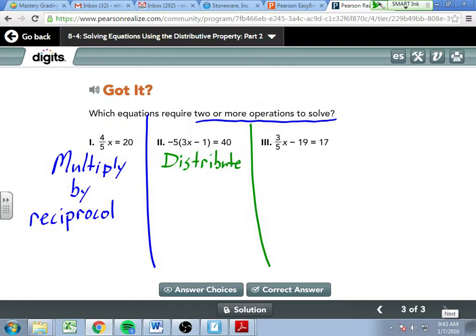Then we start solving. Okay, Divine, notice how everyone's writing except for you.